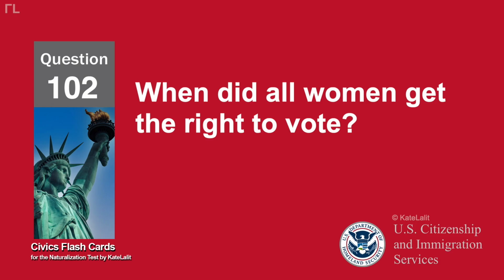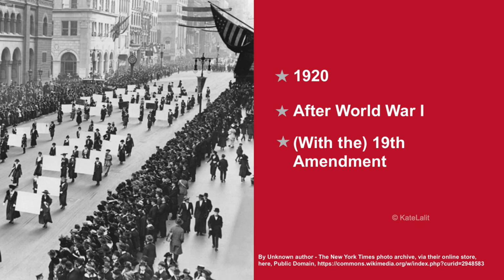When did all women get the right to vote? 1920. After World War I. With the 19th Amendment.